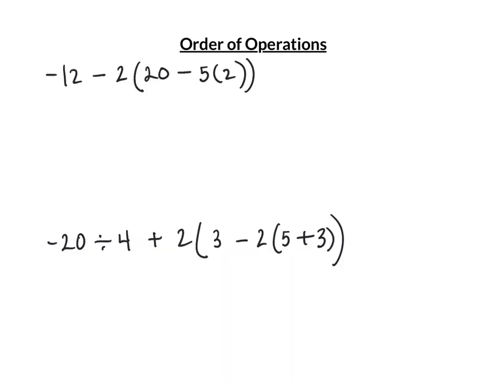Two more examples. Negative 12 minus 2. A lot of students want to subtract here, but you can't do that because there's multiplication between the 2 and the parentheses. You have to multiply first. And you can't multiply because you have parentheses. PEMDAS. The parentheses come first.